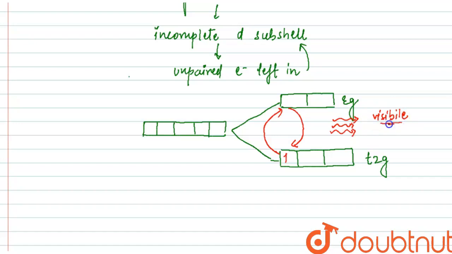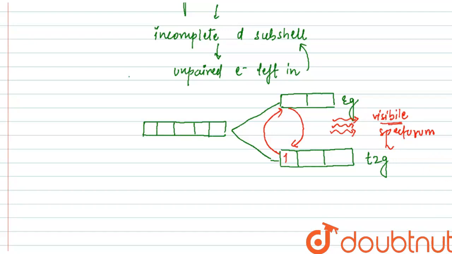So this is something that happens, and due to this reason we generally see the light or color coming out of some of the transition metal ions or compounds. So this is the main reason.